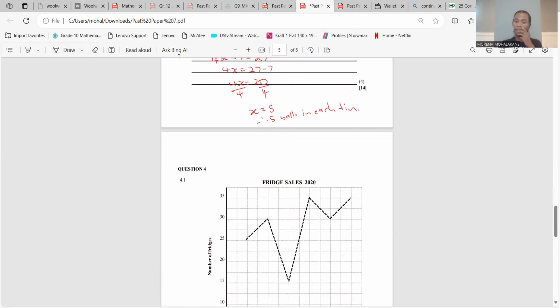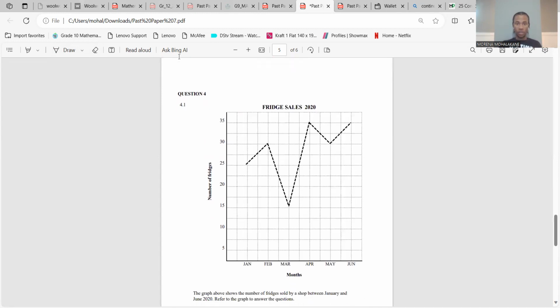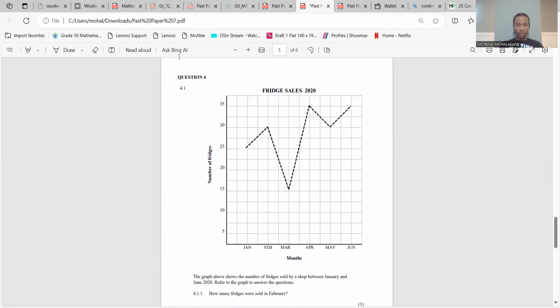Now, getting to question number 4. You are given a graph, right? So what you're going to do here is read the statement before answering the question. The graph above shows the number of fridges sold by a shop between January and June, 3 years back. Refer to the graph and answer the questions.